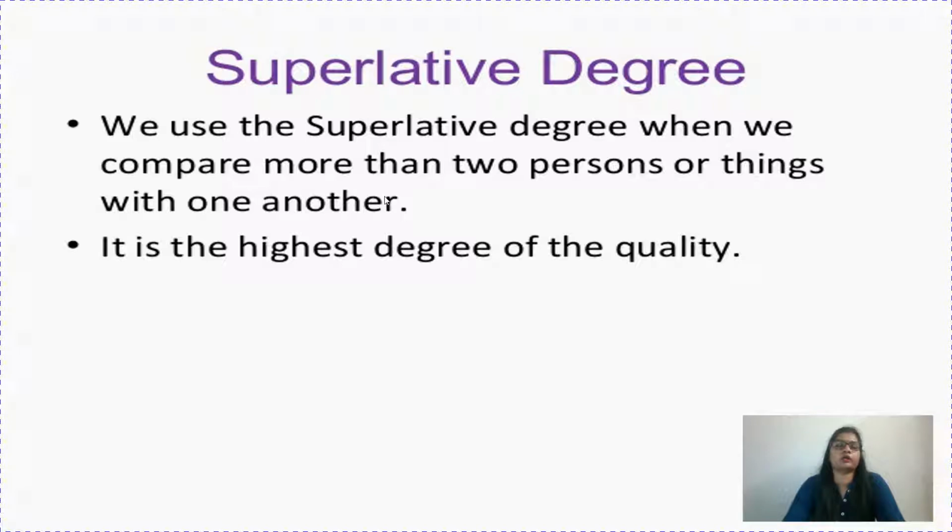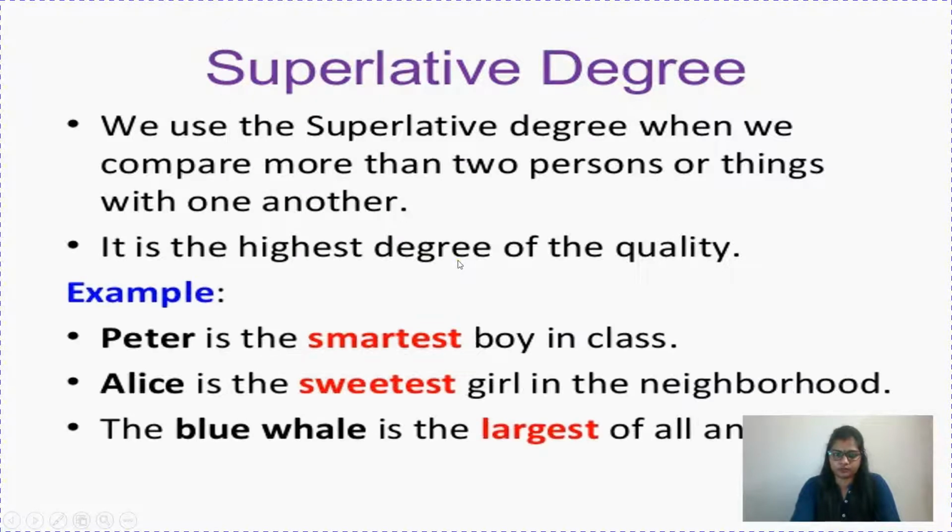Like suppose you are talking about the class. Take your class, 30 or 40 students are sitting in your class. So you can compare who is the tallest boy. So among all the boys you will compare. Okay, so you can say John is the tallest boy. So it is the highest degree of the quality. Like you can say Peter is the smartest boy in the class. We are talking about all the boys and Peter is the smartest boy. So we are comparing among all the boys present in the class.